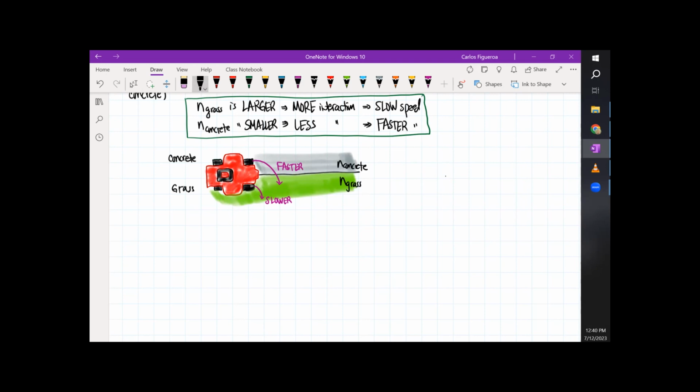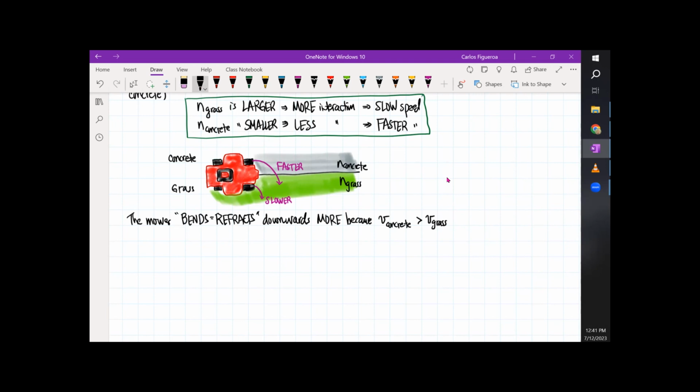So what we say here is that the mower bends. Let me be careful. Bends. In other words, it refracts downwards more because the speed on concrete is greater than the speed on the grass.